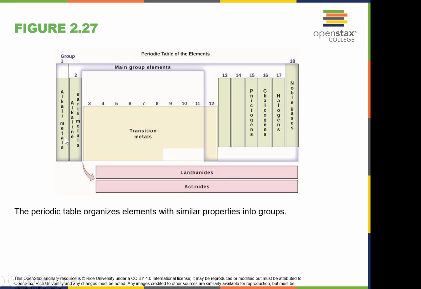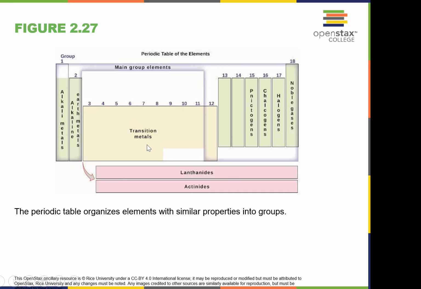So the first group are called the alkali metals. They have very similar properties. They are very reactive, especially these are the metals that if you throw them in water, they explode. So they all have that property. The second group are called the alkaline earth metals. They are also very reactive in kind of a similar way.